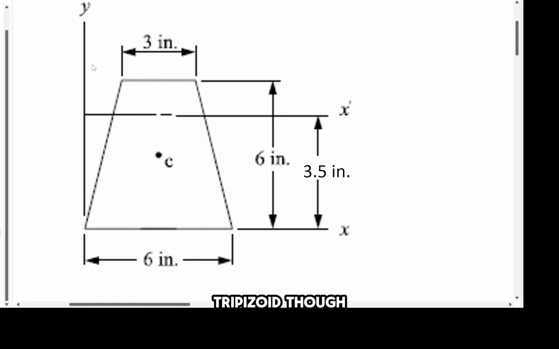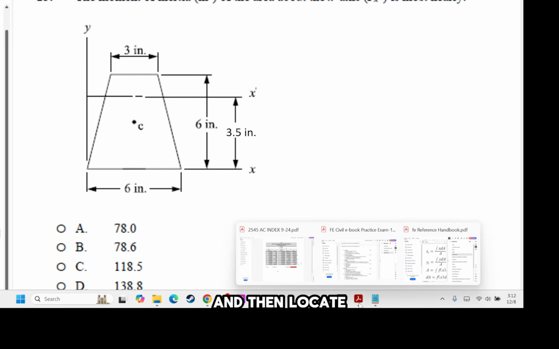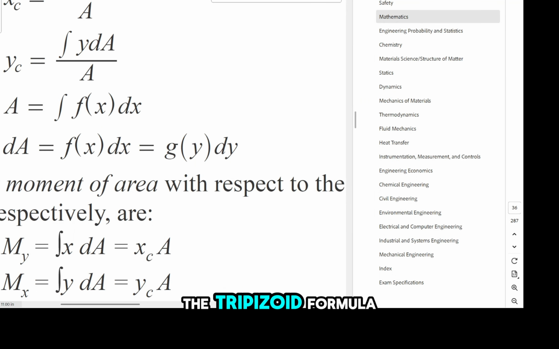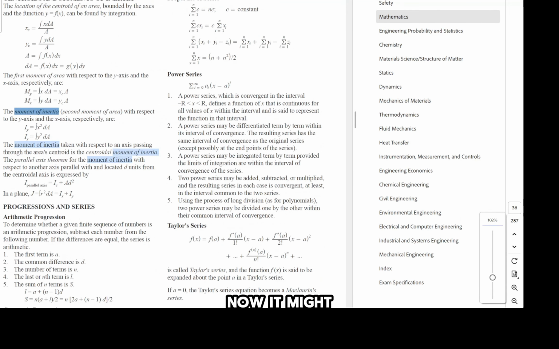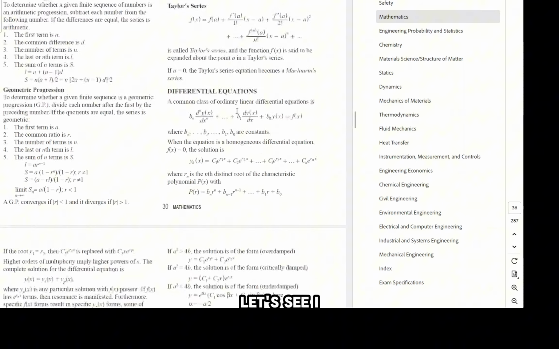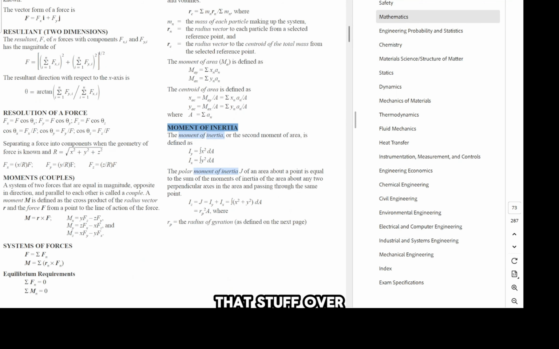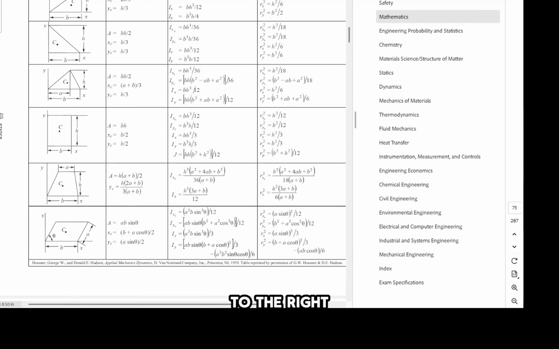It's a clear trapezoid. So the first step that we have to do is go to the moment of inertia section in your reference manual and locate exactly where the trapezoid formula is. So let's click on moment of inertia over here, click search, something popped up. Now it might or might not be right. Let's see. I don't see the diagrams of trapezoid, square, rectangle and all that stuff over here. So let me just keep searching till I get to the right place.